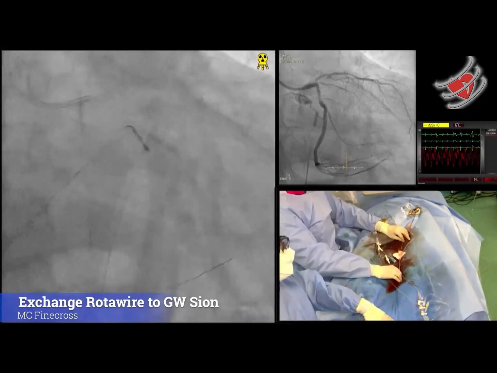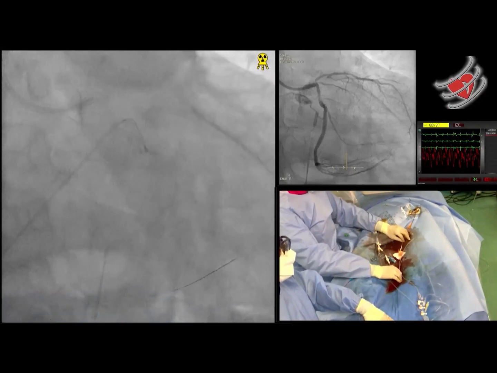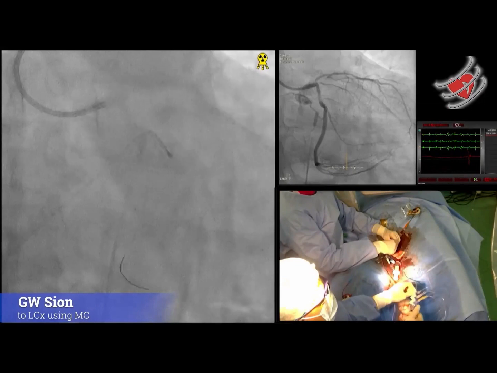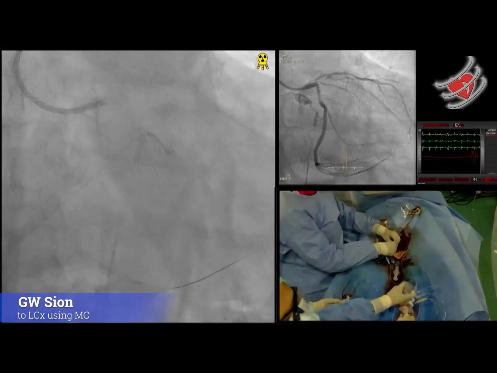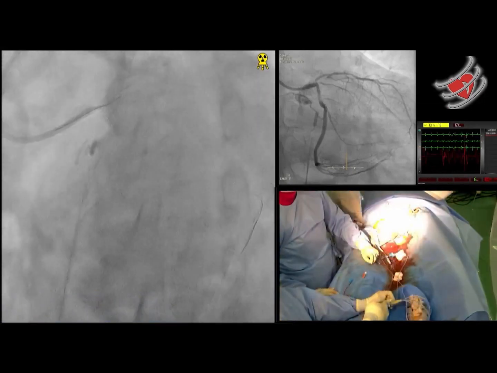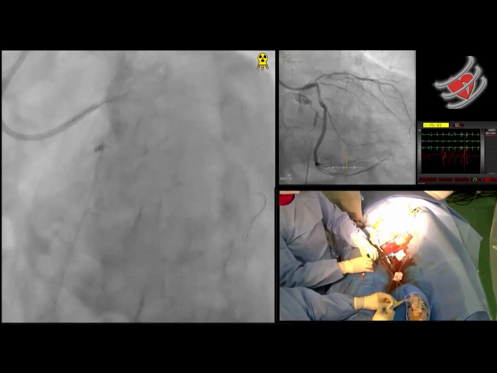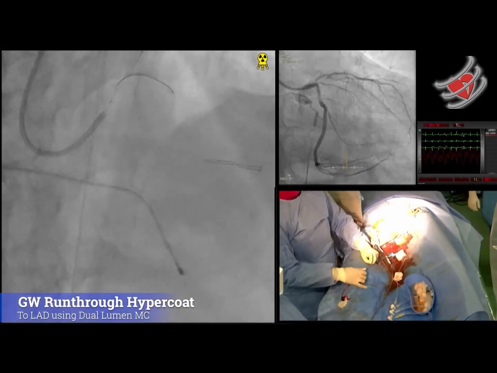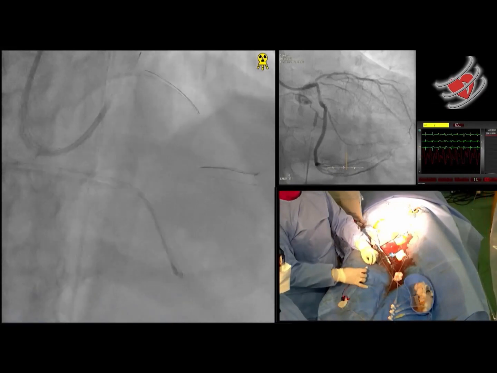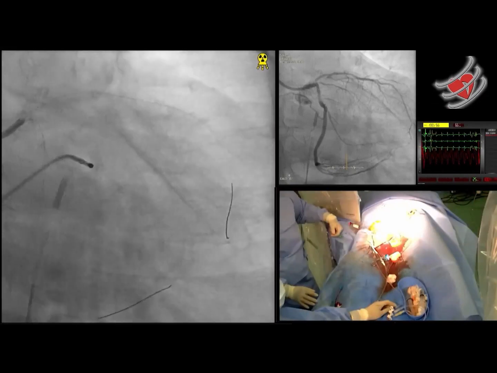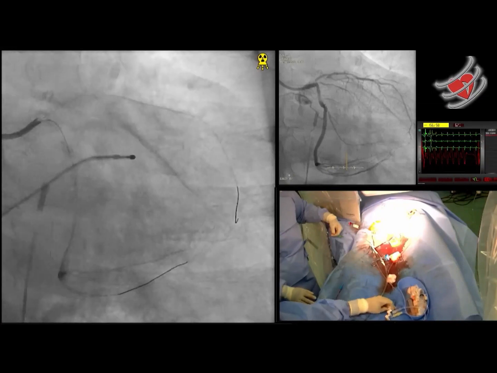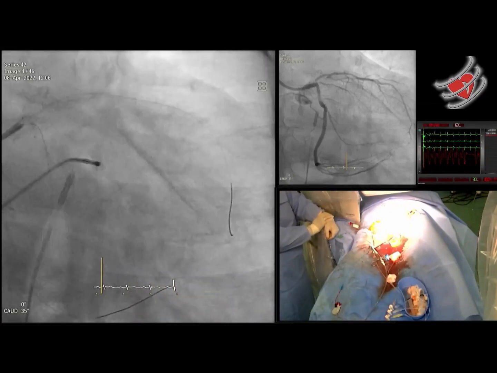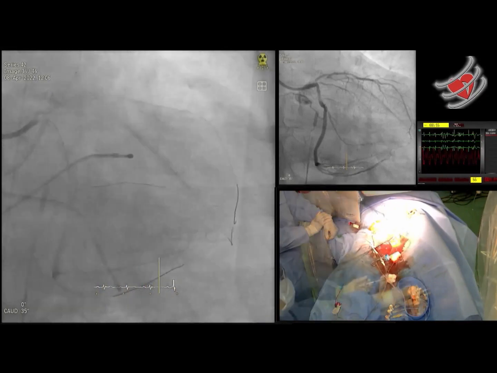In this part, we do 14 rotablation runs on the circ, and then we exchange again with the workhorse wire. And then after rotablation, the workhorse wire on the LAD goes in more easily. And this is the result after we do a rotational atherectomy in this patient.